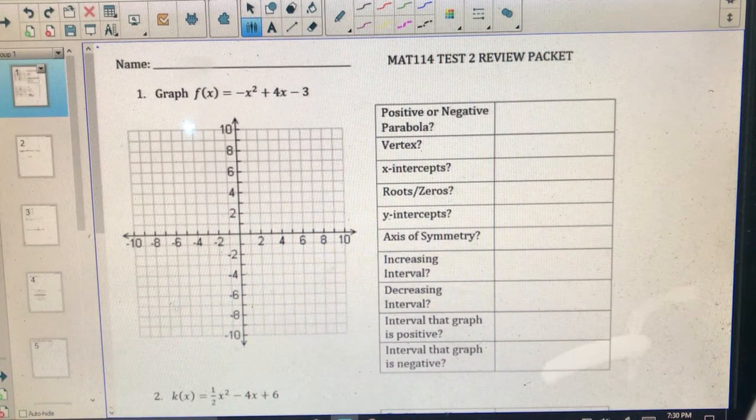All right, review for test number 2, which is all of quadratics and exponential functions. So first, starting with number 1, graphing a quadratic.